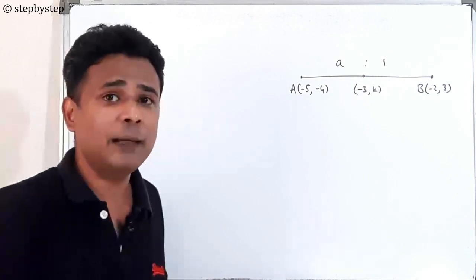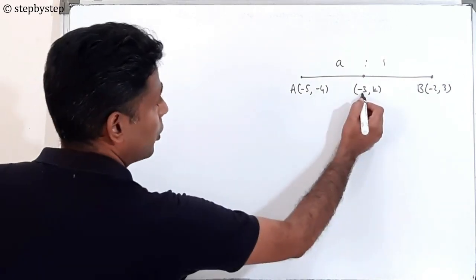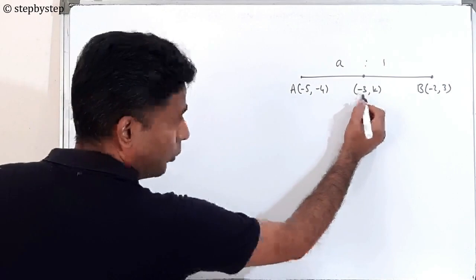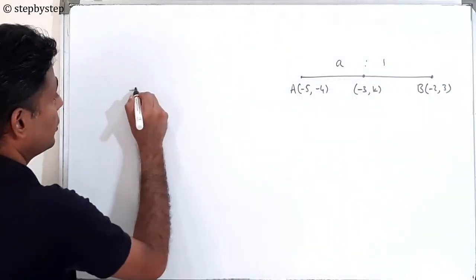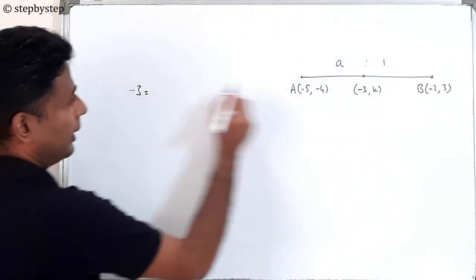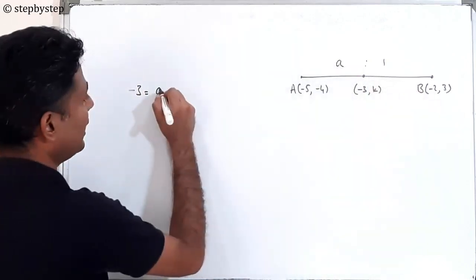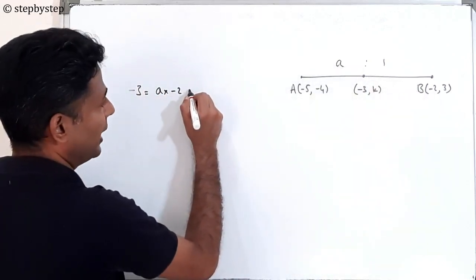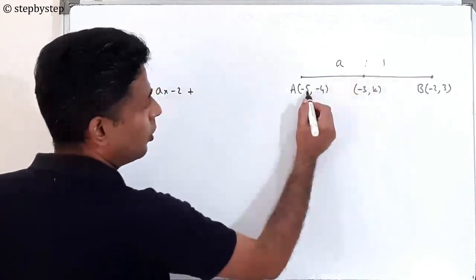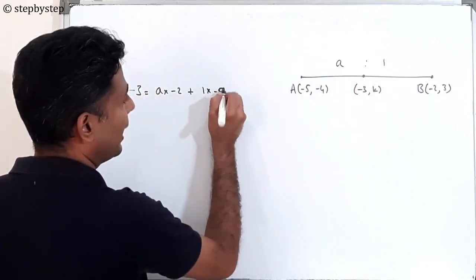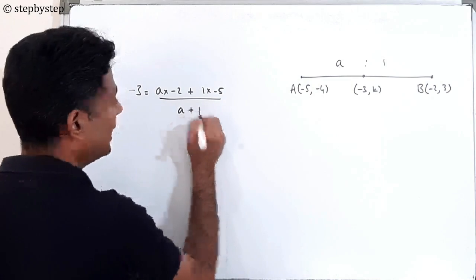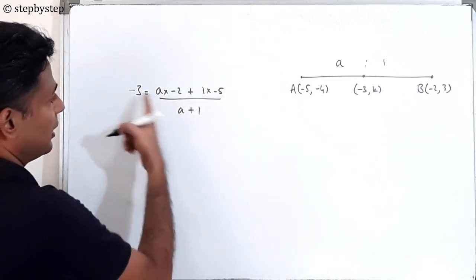Now all we have to do is apply the section formula. Here the y coordinate is not there, so we'll be using the x coordinate. So what is the x coordinate for the section formula? m into x2, that is a into x2, that is minus 2, plus n into x1, that is 1 into minus 5, by m plus n, right?